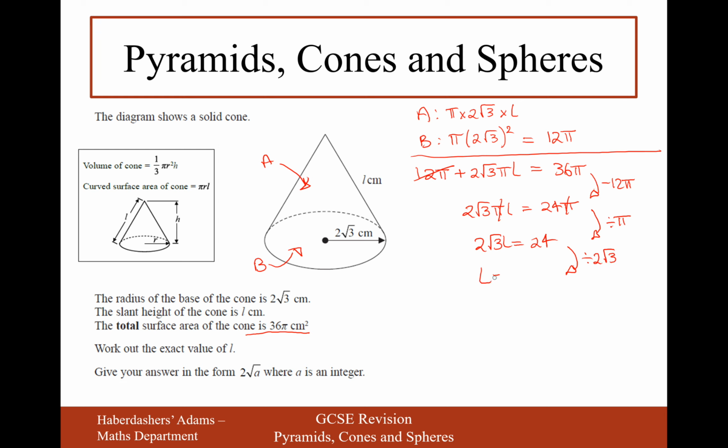So L equals 24 divided by 2 first of all, which is 12, and then that would be divided by √3. Then we just need to rationalise that denominator. So it's 12 over √3 times √3 over √3, and that will give us 12√3 over 3. We'll simplify that, cancel out a 3 from the top and the bottom, to get 4√3.